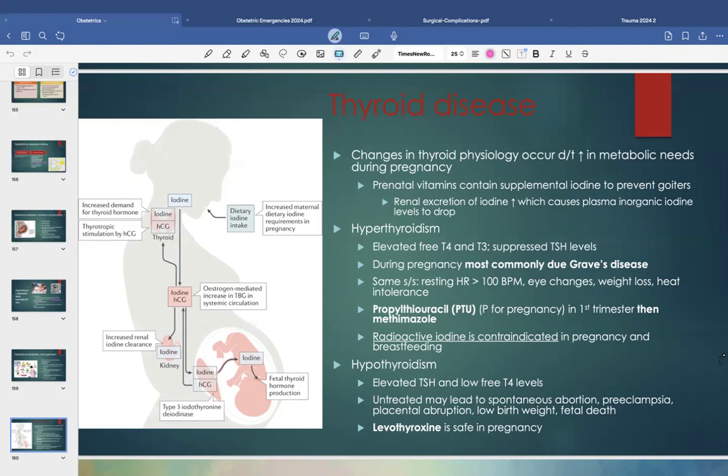The most common cause of hypothyroidism in pregnancy is Hashimoto's. This one's a little bit harder because a lot of those symptoms you already have during pregnancy in hypothyroidism. You gain weight, you're tired, you're sleepy. So this one might be a little more difficult to diagnose. Levothyroxine is safe in pregnancy.